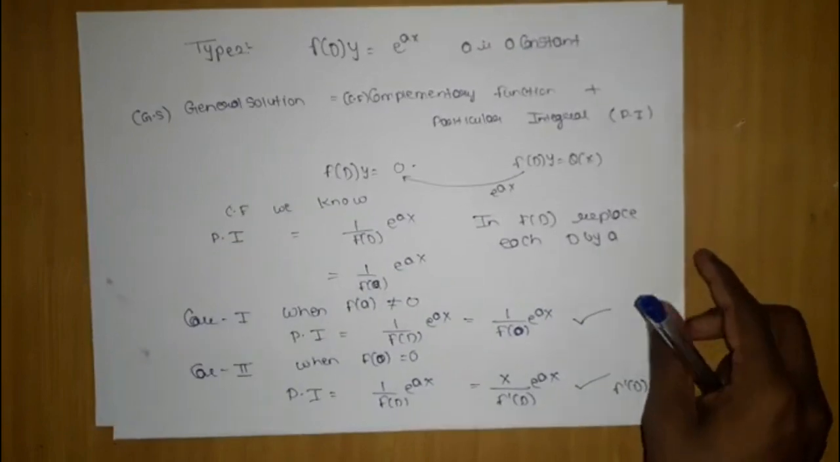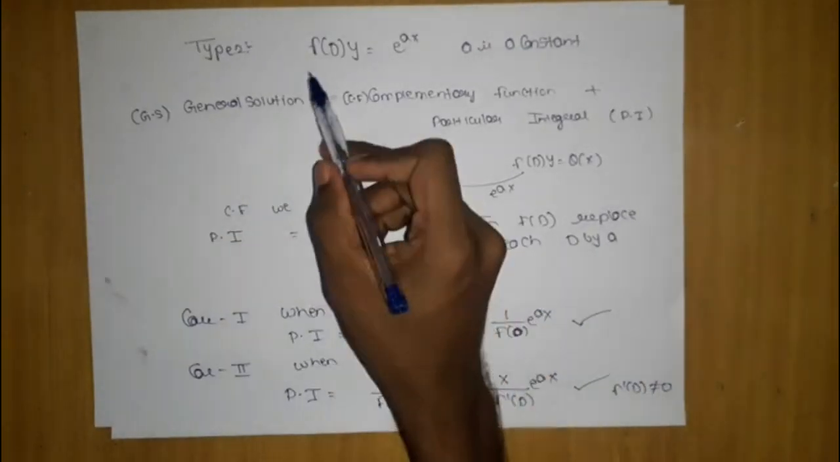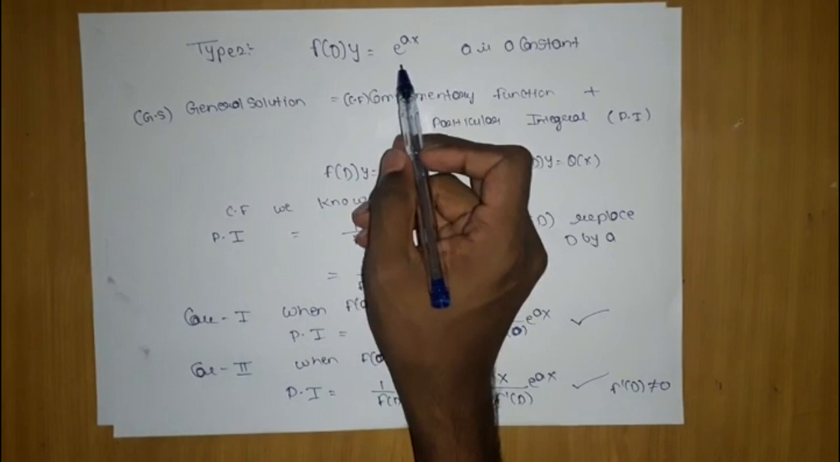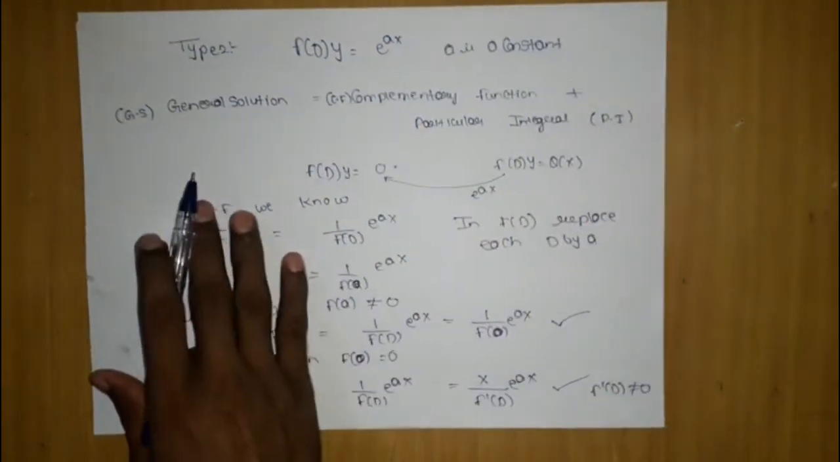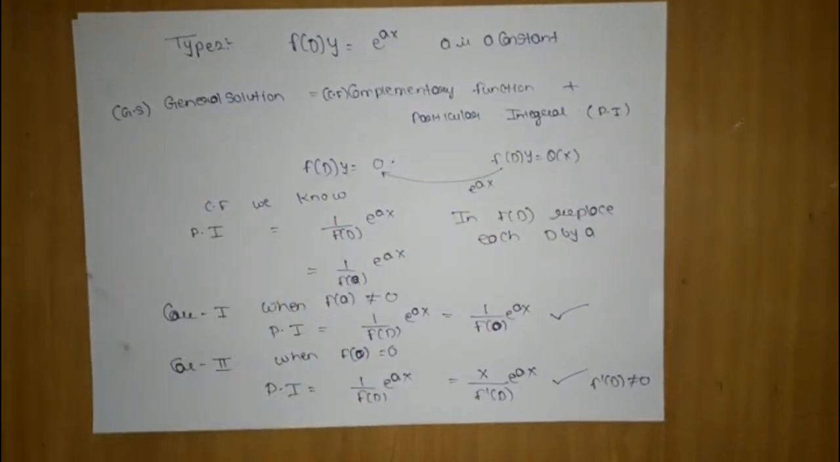So this was type 2, and its standard format was f of d into y equal to e power ax, where a is a constant. We know any higher order differential equation with constant coefficients has its solution in the format of general solution equal to complementary function plus particular integral. Since e power ax is present, the particular integral will also play a role. Otherwise it will become a homogeneous linear differential equation with constant coefficients and its particular integral will be 0, because if Q of x is 0, then its particular integral is 0. We have seen this type of problem in type 1.